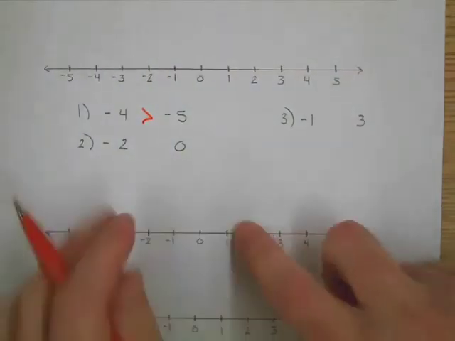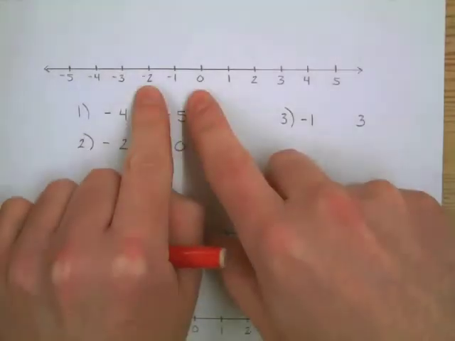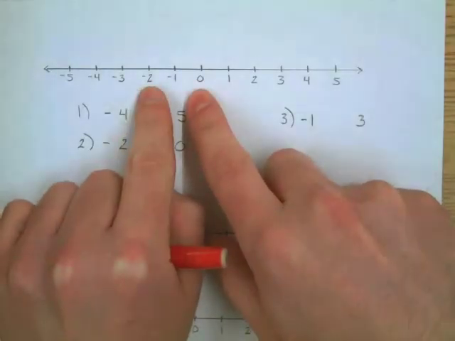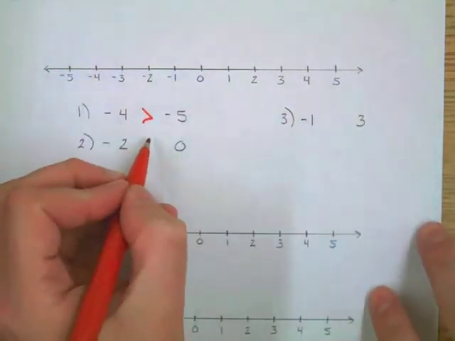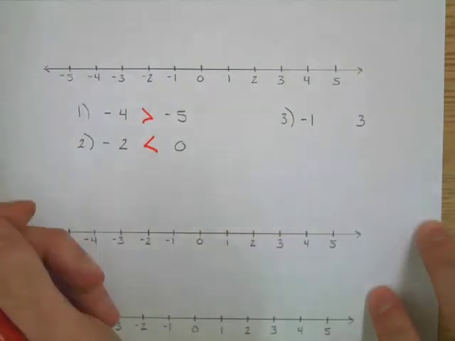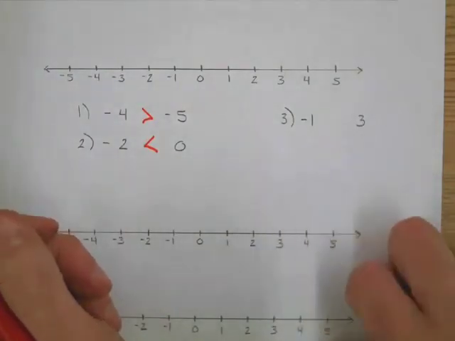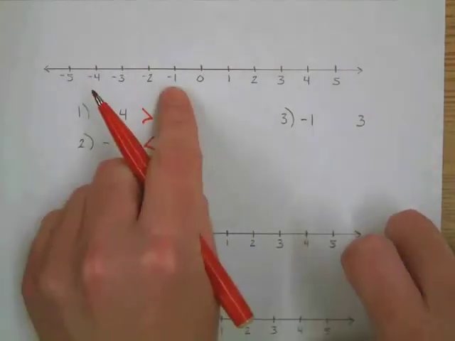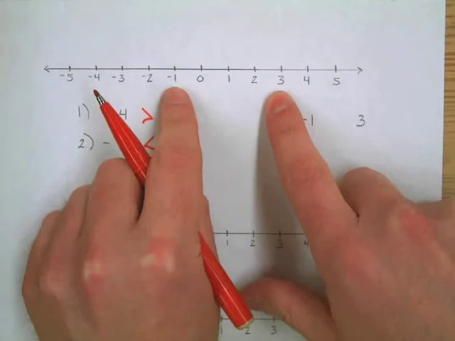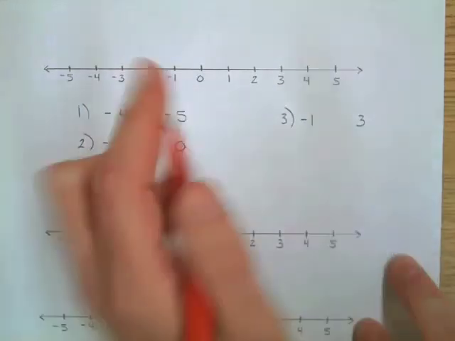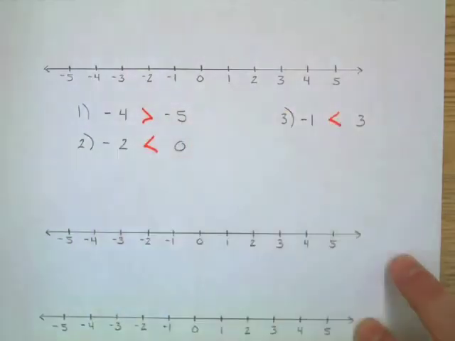-2 and 0, number 2. So here's -2, here is 0. -2 is further to the left on the number line than 0, so we would say that -2 is less than 0. Number 3, -1 and 3. Here's -1, here is 3. -1 is further to the left on the number line, so we would say that -1 is less than positive 3.